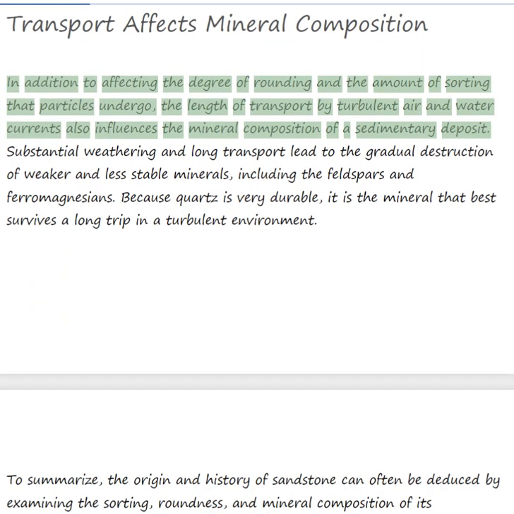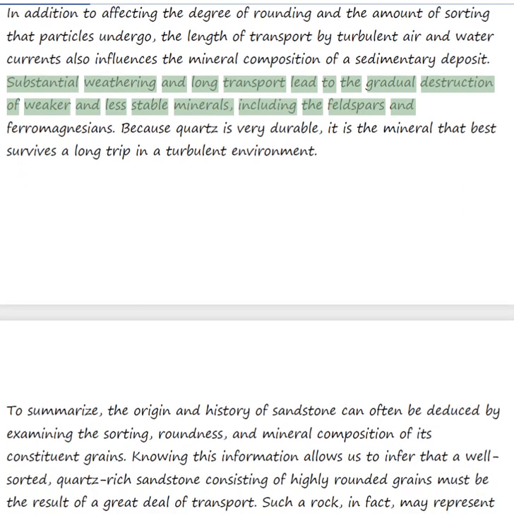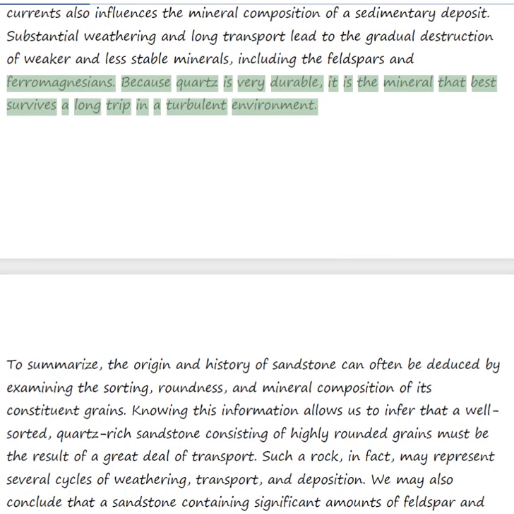Transport affects mineral composition. In addition to affecting the degree of rounding and the amount of sorting that particles undergo, the length of transport by turbulent air and water currents also influences the mineral composition of a sedimentary deposit. Substantial weathering and long transport lead to the gradual destruction of weaker and less stable minerals, including the feldspars and ferromagnesians. Because quartz is very durable, it is the mineral that best survives a long trip in a turbulent environment.